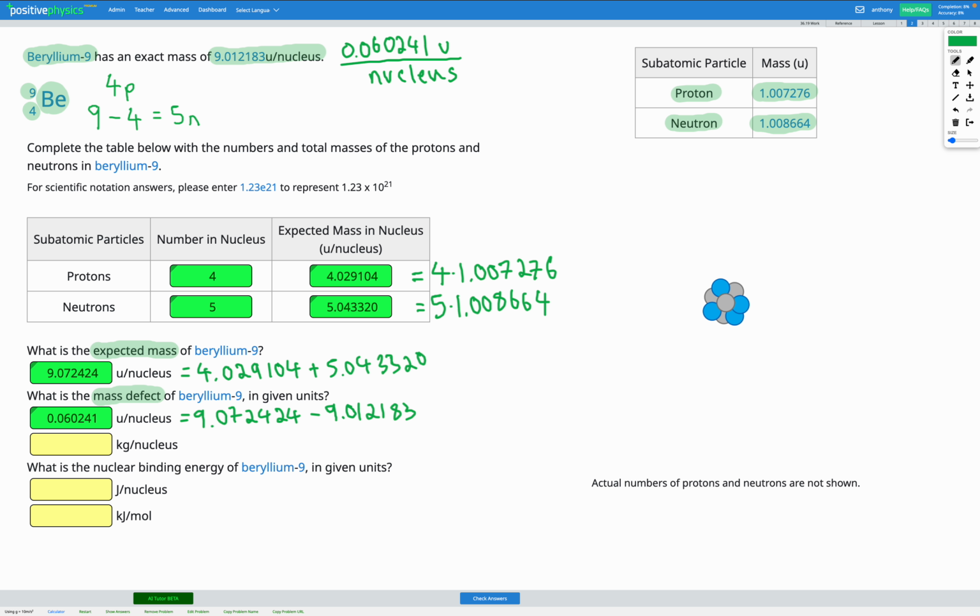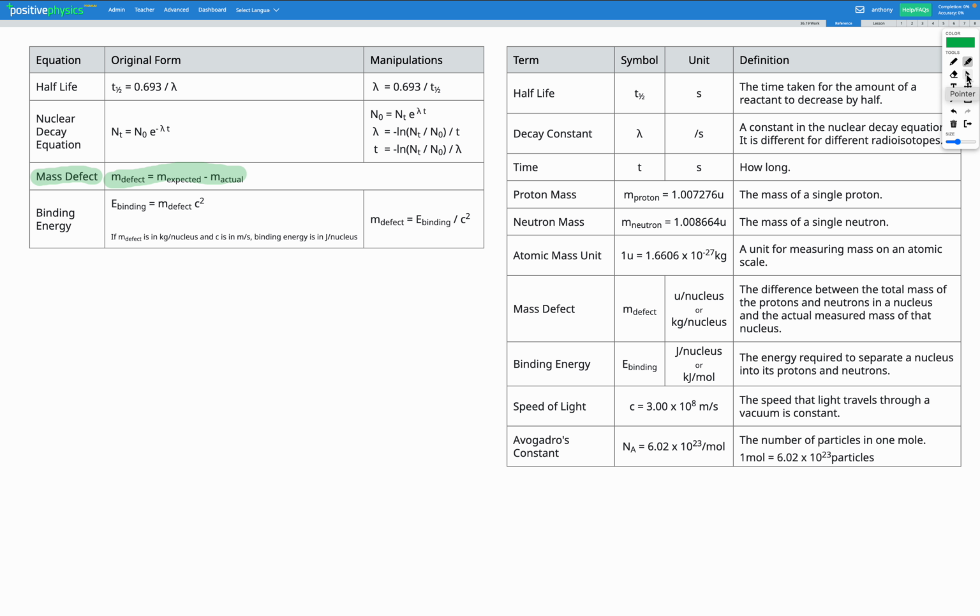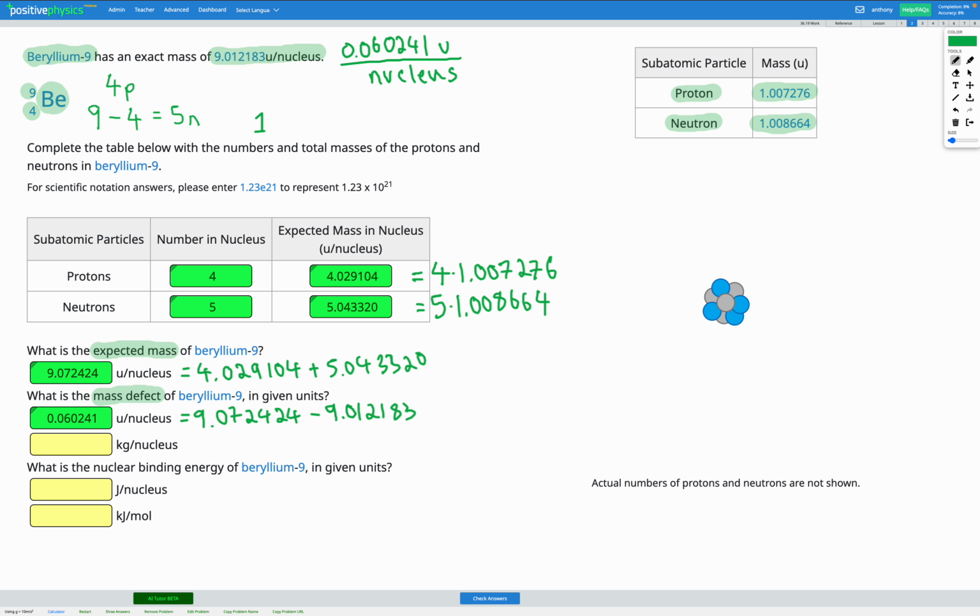Let's head to the reference sheet. Here we can see that an atomic mass unit is equal to 1.6606 times 10 to the negative 27 kilograms. So 1 atomic mass unit is equal to 1.6606 times 10 to the negative 27 kilograms. That's our conversion factor we're going to use in this conversion.